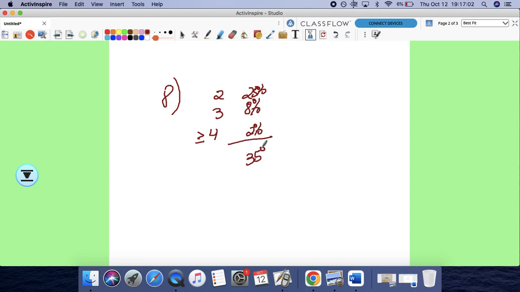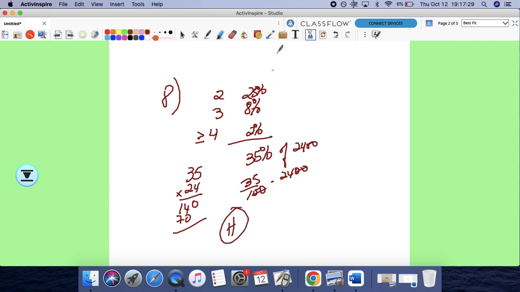We get 35%, and then how many people are there? 35% of 2,400, so it would be 35 over 100 times 2,400. You can multiply it as a fraction or as a decimal. It's really up to you. So cross out these two. You should end up doing 35 times 24, 22, 14, 10 goes 1, 7. So this looks like 840, which is H. Okay.